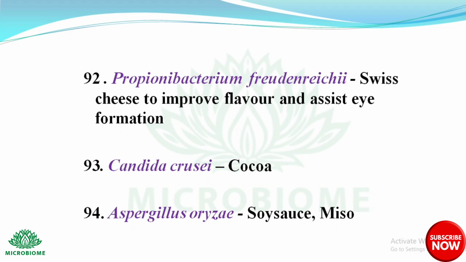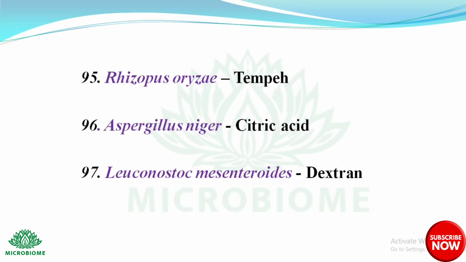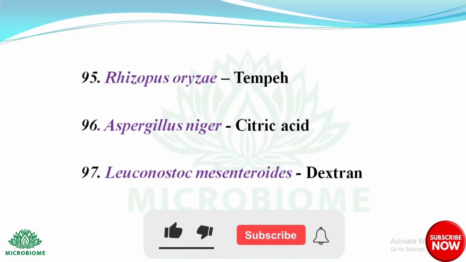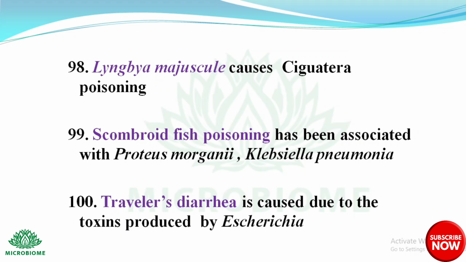For soya sauce and miso, Aspergillus oryzae is used. And for tempeh, Rhizopus oryzae. For citric acid production, Aspergillus niger is used, and for dextran production, Leuconostoc mesenteroides. Lyngbya majuscula causes ciguatera poisoning. Then, scombroid fish poisoning has been associated with Proteus morganii and Klebsiella pneumoniae. Travelers diarrhea is caused by Escherichia.